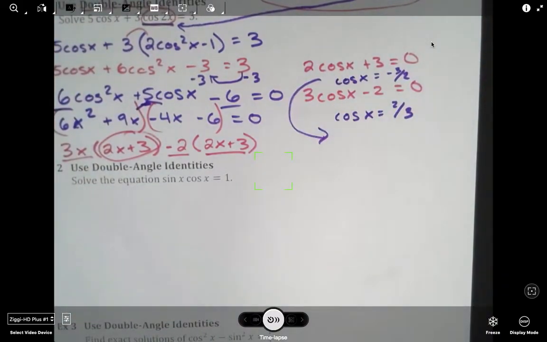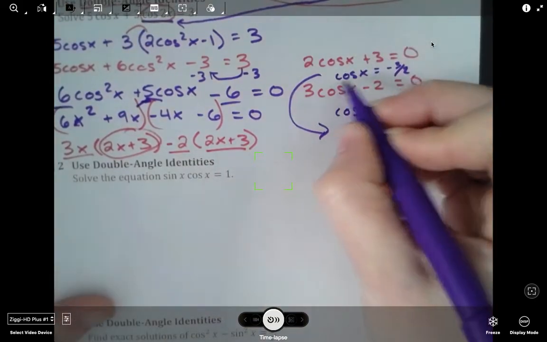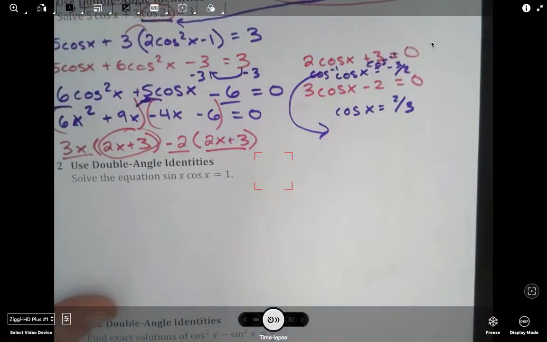Now how do I get just x? Do the inverse cosine. Inverse cosine of negative 3 over 2. What's 3 over 2 as a decimal? 1.5. Where does cosine touch negative 1.5? Think of the graph of cosine. Where does the graph of cosine touch negative 1.5? Never. It never goes that low, right?